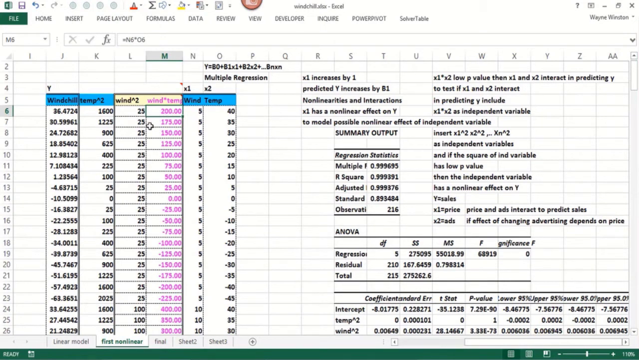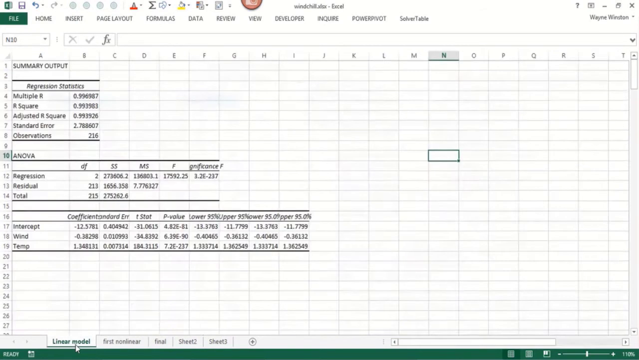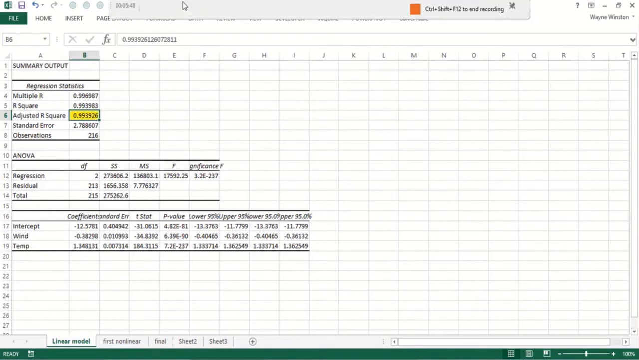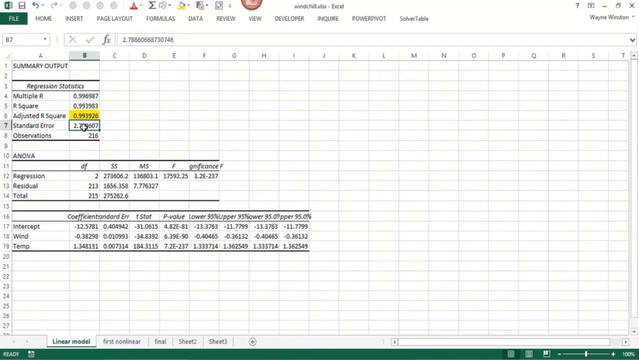Okay, first we're going to run the linear model just straight off. So if I predicted column J from N and O in the linear model worksheet, here's the results. And it's a really good R squared. We have an R squared of 0.993. We've got a standard error of 2.79. Okay, but that standard error is the key to interpret, as we know.